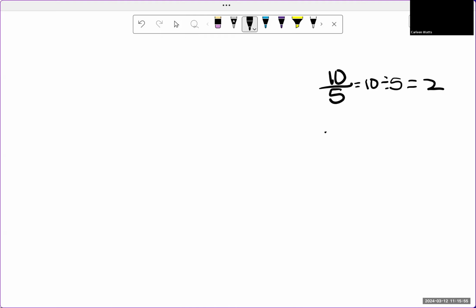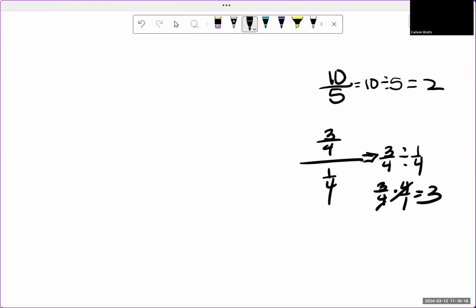Now, what if I had 3/4 divided by 1/4? I would change it to 3/4 divided by 1/4. And I would go keep, change, flip. Okay, so fractions can be written as division.